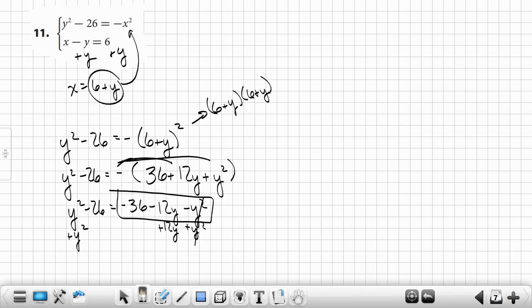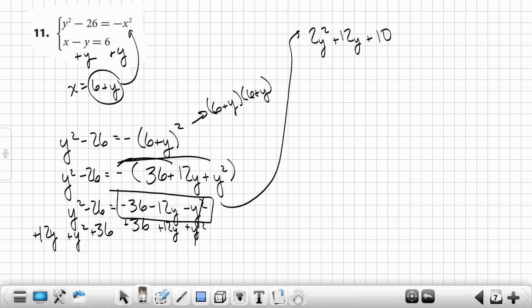This doesn't have anything to add to on this side, so I'm just going to have to put it out here. I'm going to add 36 to both sides, so that's going to add right here. And it's going to equal 0. So let's bring this up over here. And we're going to have 2y squared plus 12y plus 10 equals 0. Everything here is divisible by 2.